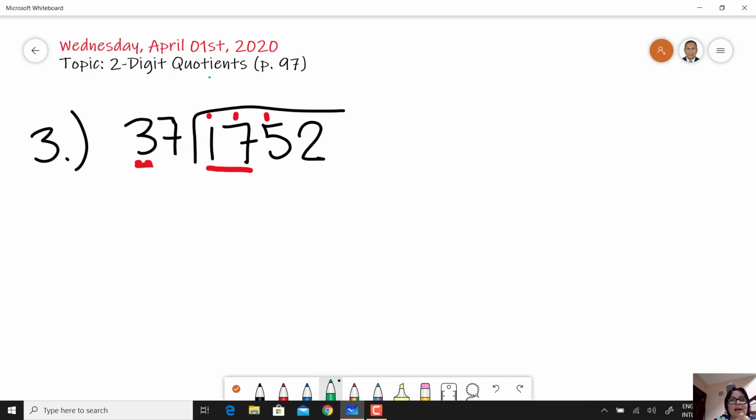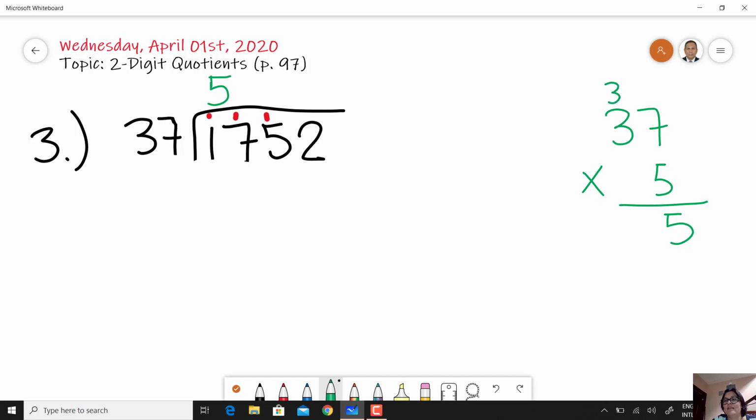Excellent, we can use 5 because 5 times 3 is 15, it's close to 17. But now you have to multiply 5 times 37. So let's do it by here. Or 37 times 5. It doesn't matter the order, remember. 5 times 7, 35. Excellent. 5 in here and 3 here. 5 times 3, 15. Plus 3, 18.